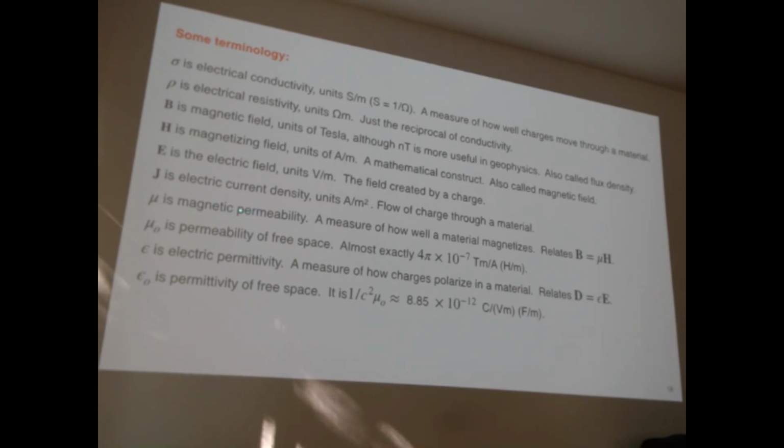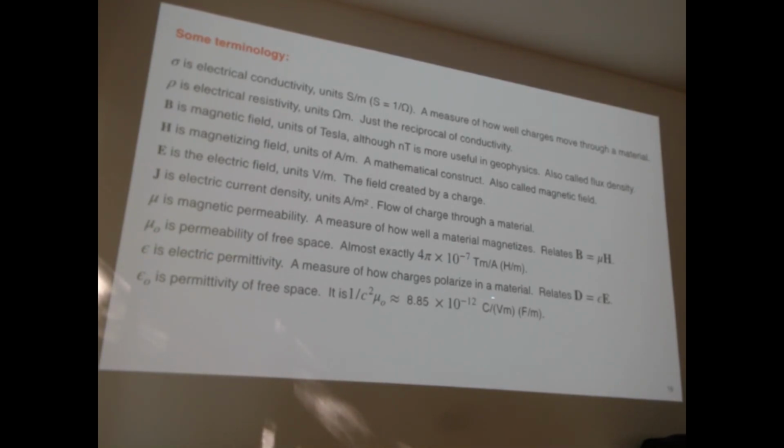Mu is a property of materials, but it also has a value for free space. It's almost exactly 4 pi by 10 to the minus 7 henries per meter. It used to be exactly 4 pi by 10 to the minus 7, but then we went and redefined the kilogram. The grand kilo in France was usurped, and the kilogram was defined in terms of other physical constants, and that meant that mu changed just a little bit from 4 pi by 10 to the minus 7.